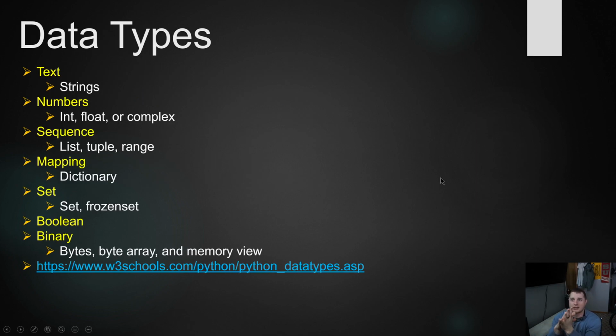Data types: text, numbers, sequence, mapping, set, bool, and binary. For the most part, we're going to be using text, numbers, and bool. Those are going to be your primary ones for this course. If you end up using Python in the professional world, sequence is going to be popular, mapping is going to be really popular, and binary, depending on what you're doing, can be popular. But for the most part, in this course here in Linux admin, it's going to be text, number, and bool. Okay.